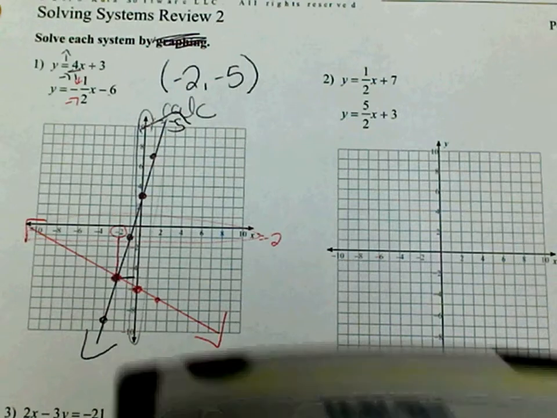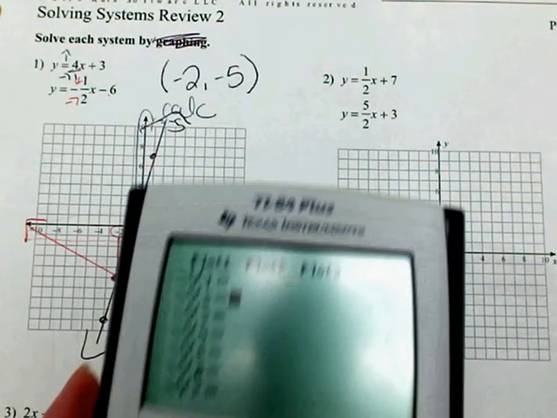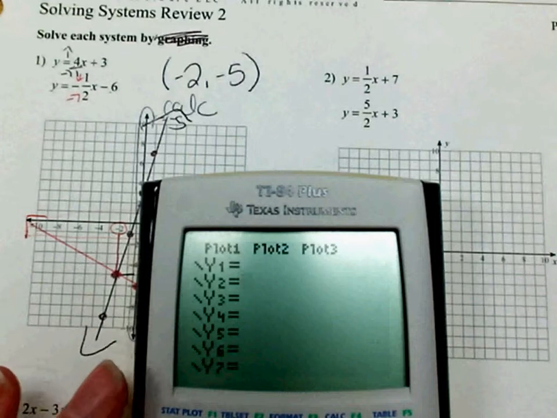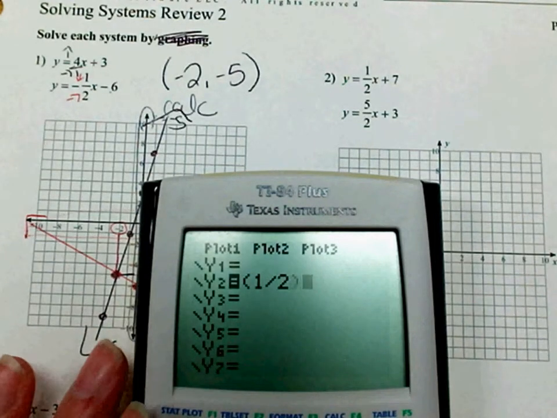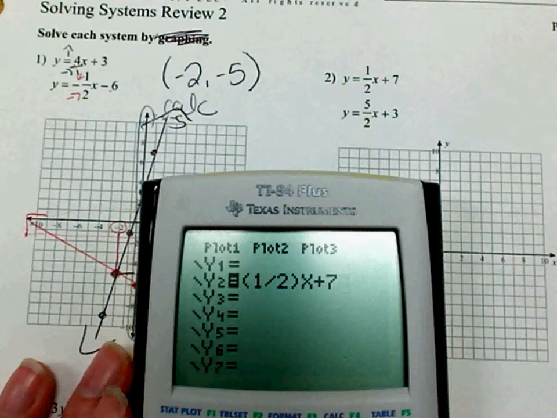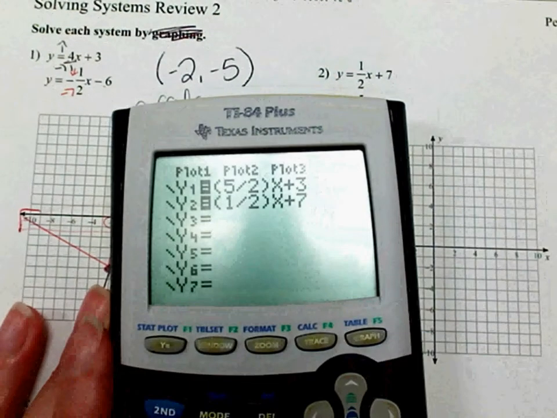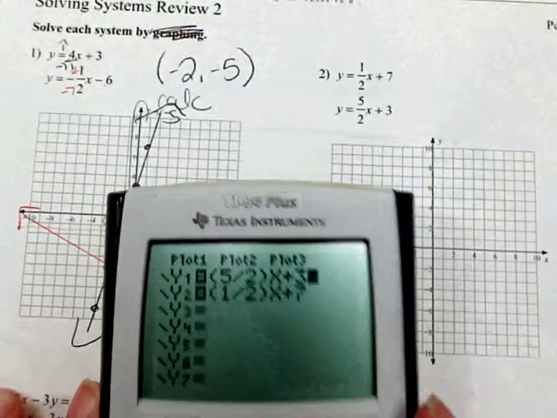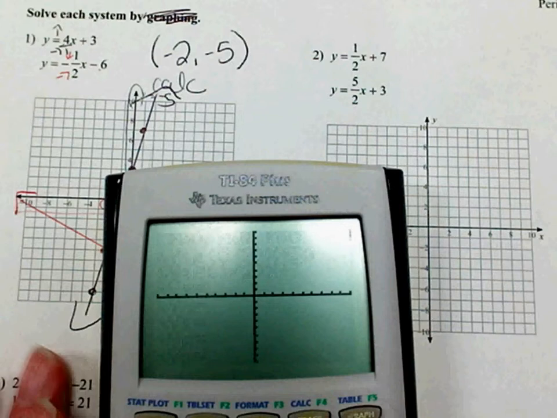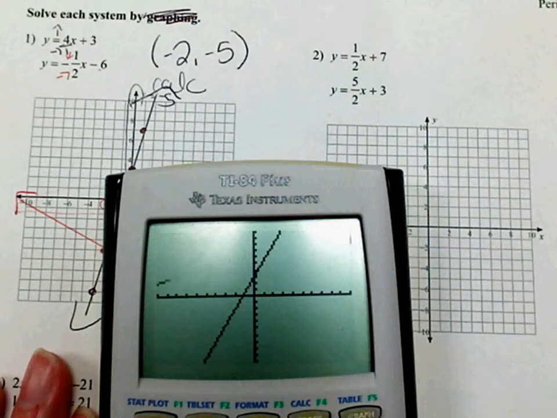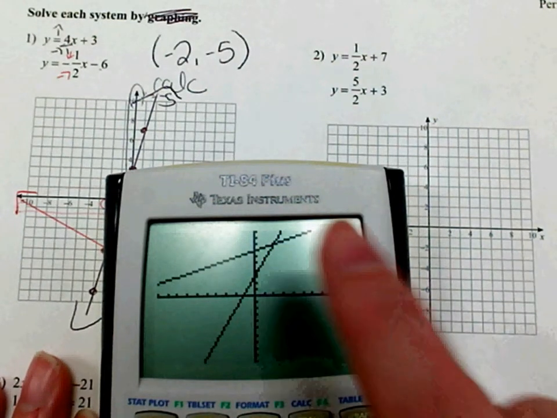So y equals, you're going to clear this out, okay, and you're going to put in this new information. So 1 divided by 2, parentheses x plus 7, and then the other one, 5 divided by 2, parentheses x plus 3. So we're just taking what's here and putting it in the y equals. The y equals button is right here on the calculator. All right, and then we're going to go to graph. And we're just going to make sure we can see the answer on the graph. And we can, so we do not have to mess with the window because we see the answer right there.